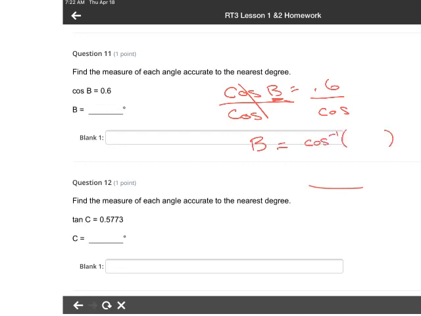So what that does is that moves the cosine up onto the level of the value of 0.6, and then all we have to do is plug in the 0.6 to that value. So when we do cosine -1 of 0.6, we get an answer of 53.13. So if we're rounding to the nearest degree, our answer here would just be 53 degrees.